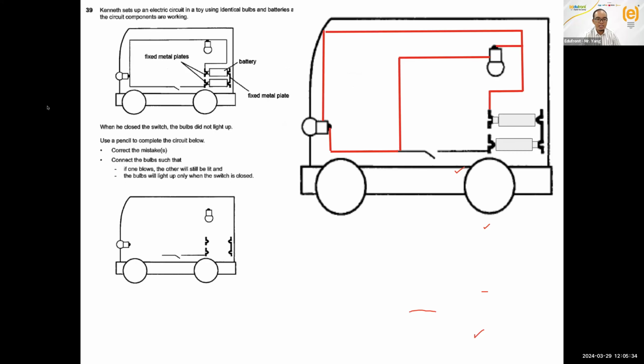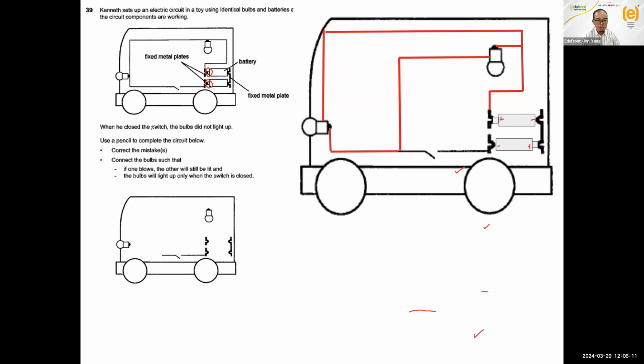Okay, so this is the answer. Now let's analyze one by one. First of all, you need to correct the mistake. The first mistake is that this battery is arranged in the wrong, opposite manner. You know that the positive side must be connected to the negative side of the other battery. So you need to rearrange it. You can see here, this is the positive side, the negative side. The positive side must be connected to the negative side.